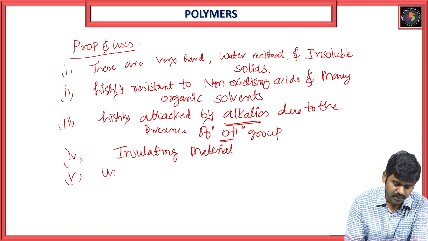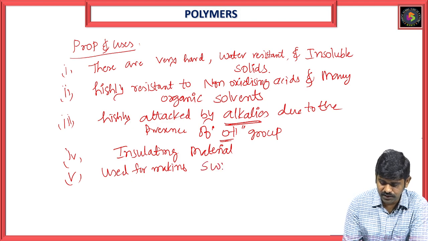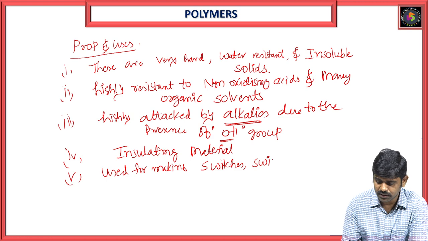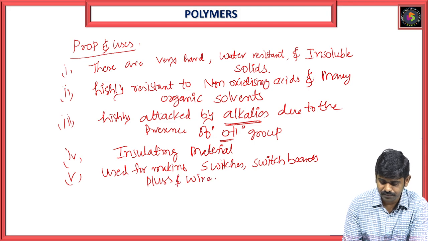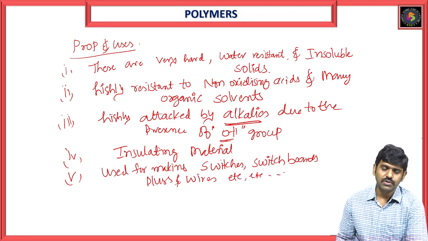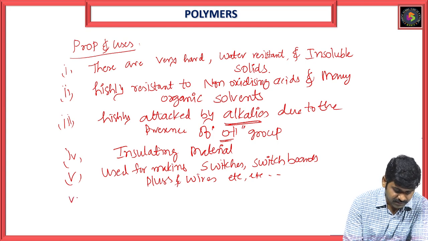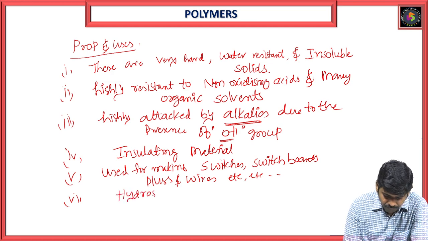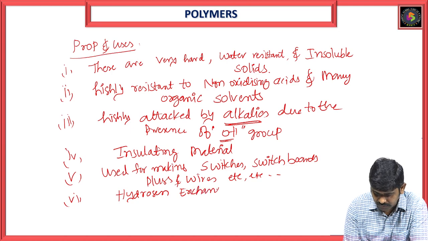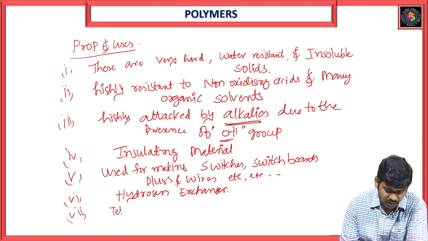Used for making insulator parts like switches, switchboards, plugs, cables and wires, etc. Next, this bakelite is also used as a hydrogen exchanger. Next, it is used for making telephone and radio parts.